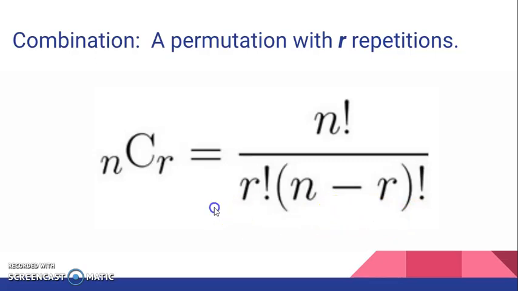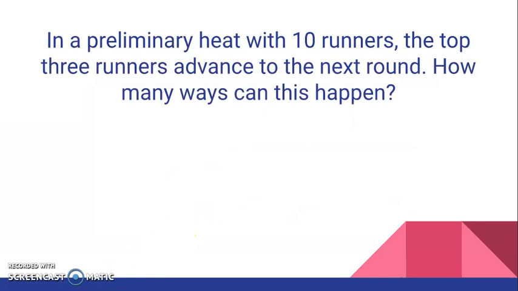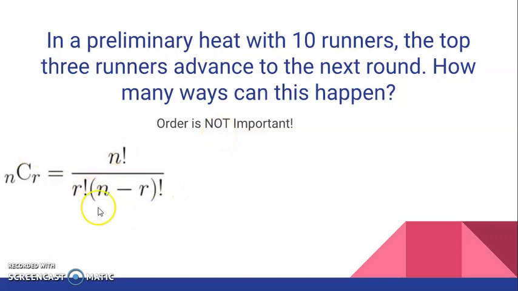Let's see it in action. Here we're going to look at a preliminary heat that has 10 runners in it, where the top 3 runners will advance to the next round. How many ways can this happen? Now, in this situation, we are not talking about a first place, second place, third place winner. This is just a heat. It really doesn't matter where you finish as long as you're in the top 3. You will all advance. So in this case, order is not important, and that makes this a combination.